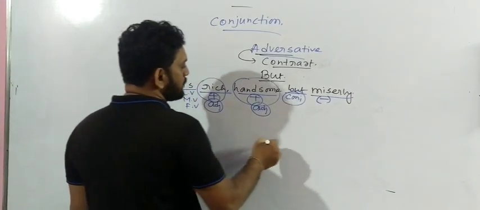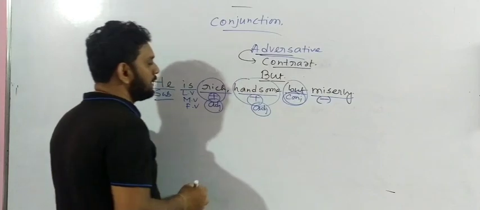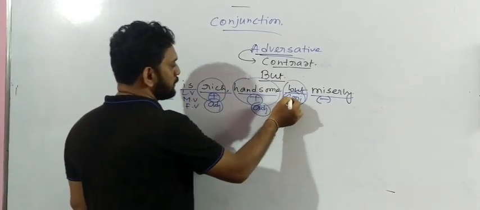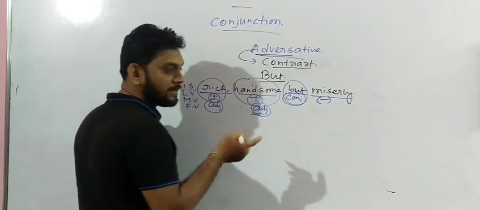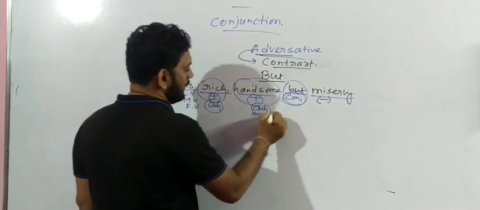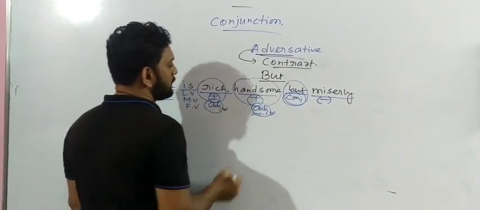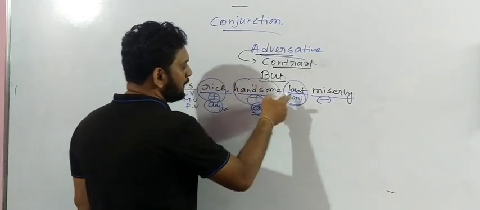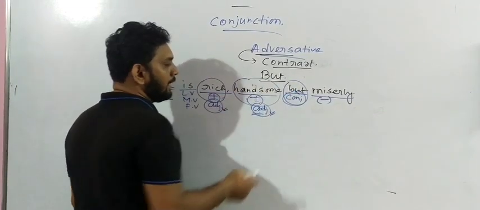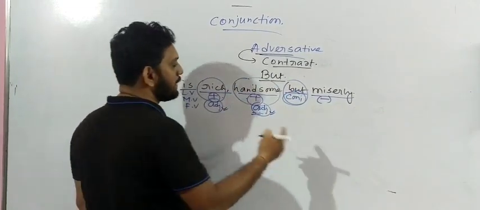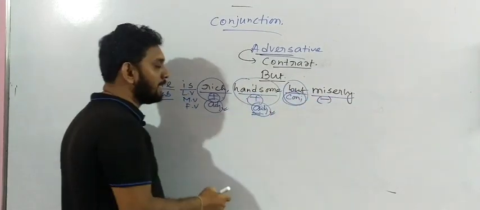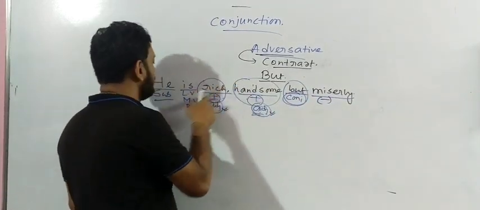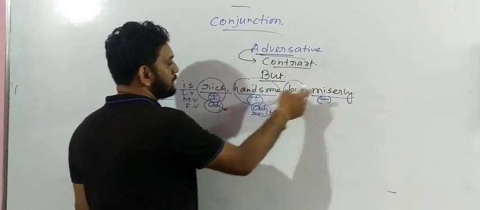You see but is the conjunction over here. Handsome is a positive word, and its part of speech is adjective, and both are positive. When you use but, it always gives the negative sense. Negative sense means what? Here I have written rich and handsome. Here, he is rich, handsome, but miserly.